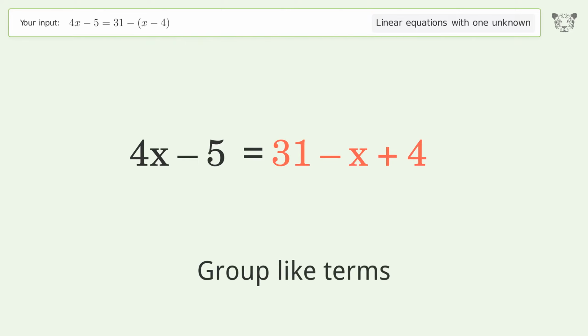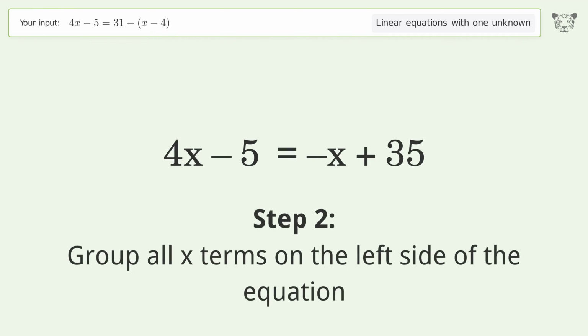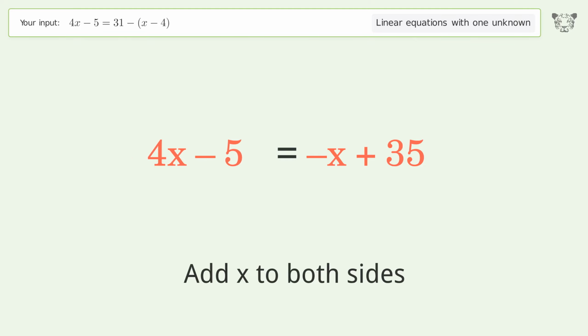Group like terms. Simplify the arithmetic. Group all x terms on the left side of the equation. Add x to both sides.